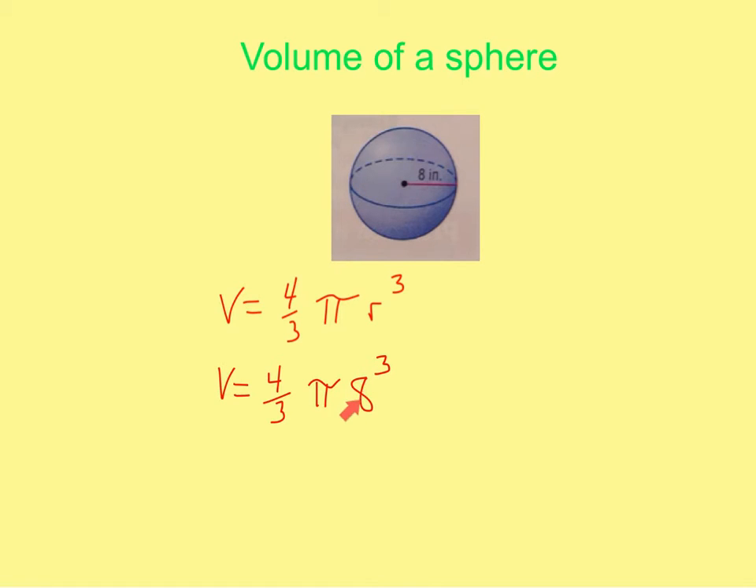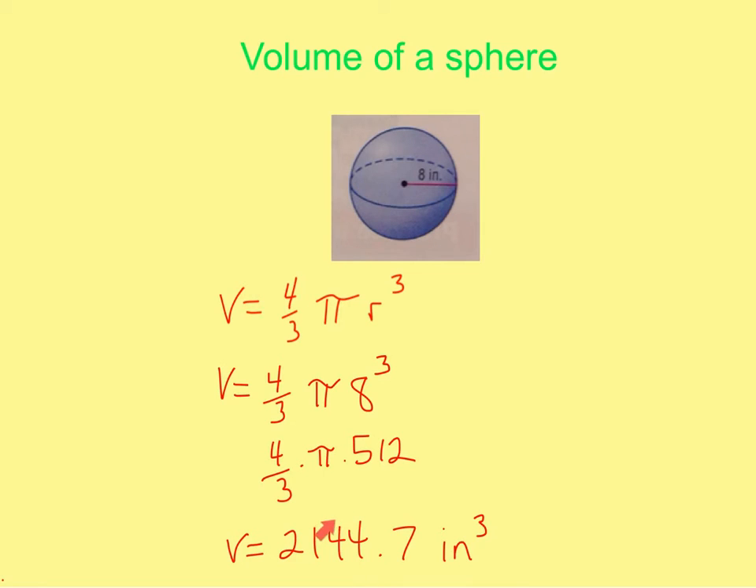Now once I've plugged in my numbers, don't forget I have to cube this. So we've been using squared. Make sure you cube it. So this is 8 times 8 times 8. And so when I cube 8, I get 512. Now I can just multiply 512 times pi times 4 and then divide it by 3, right? Because when I multiply across. And once I calculated this out, I got 2,144.7 cubic inches.